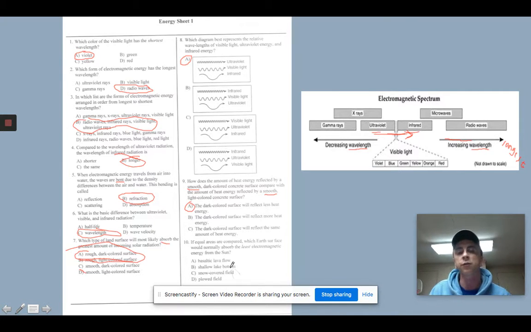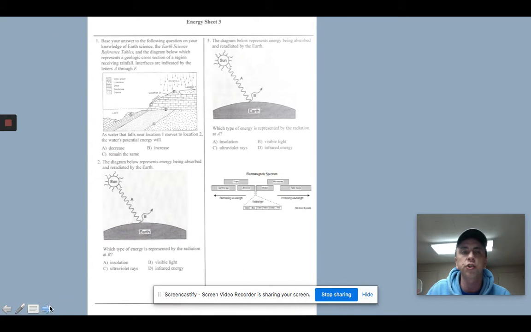So the best reflector of the sun's energy on Earth is a snow-covered field. So for number 10, this would reflect a lot of energy and absorb very little. Okay, so that was energy sheet 1. Now I want to go over sheet 3.